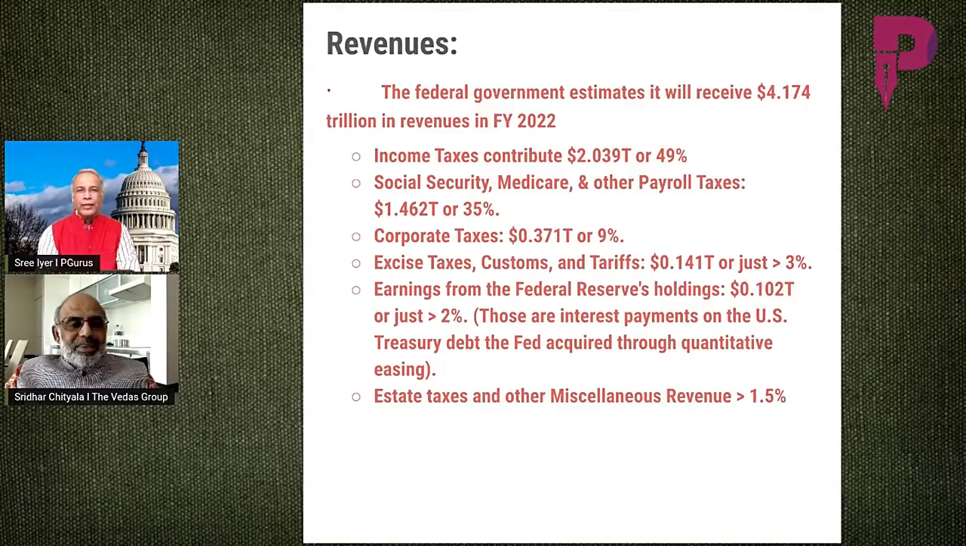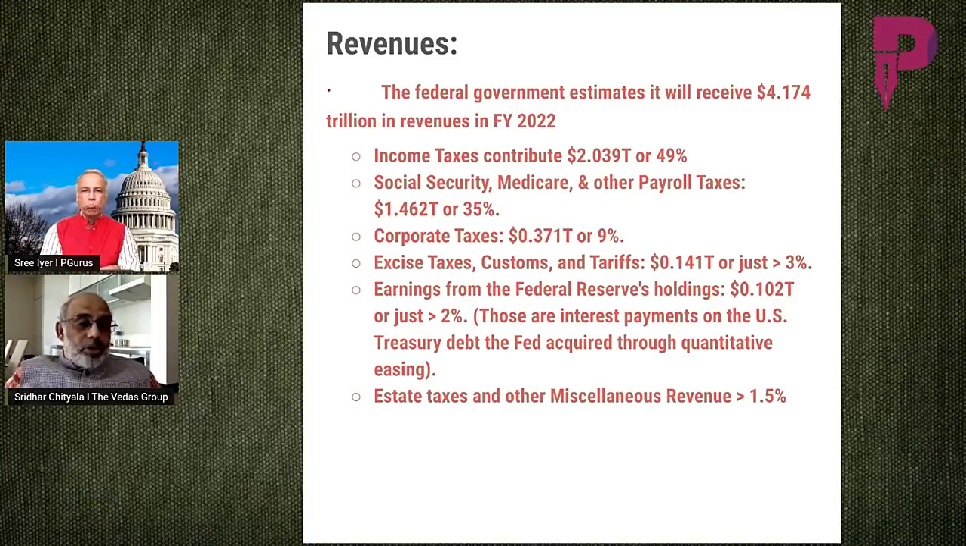And now let's take a look at the revenues. Sridharji, the revenues are, I think, more or less what they were in 2021. I think just a slight increase from what I remember, sir. Maybe you can correct me. Yeah. So I think the 2021 receipts were around $3.84 trillion.